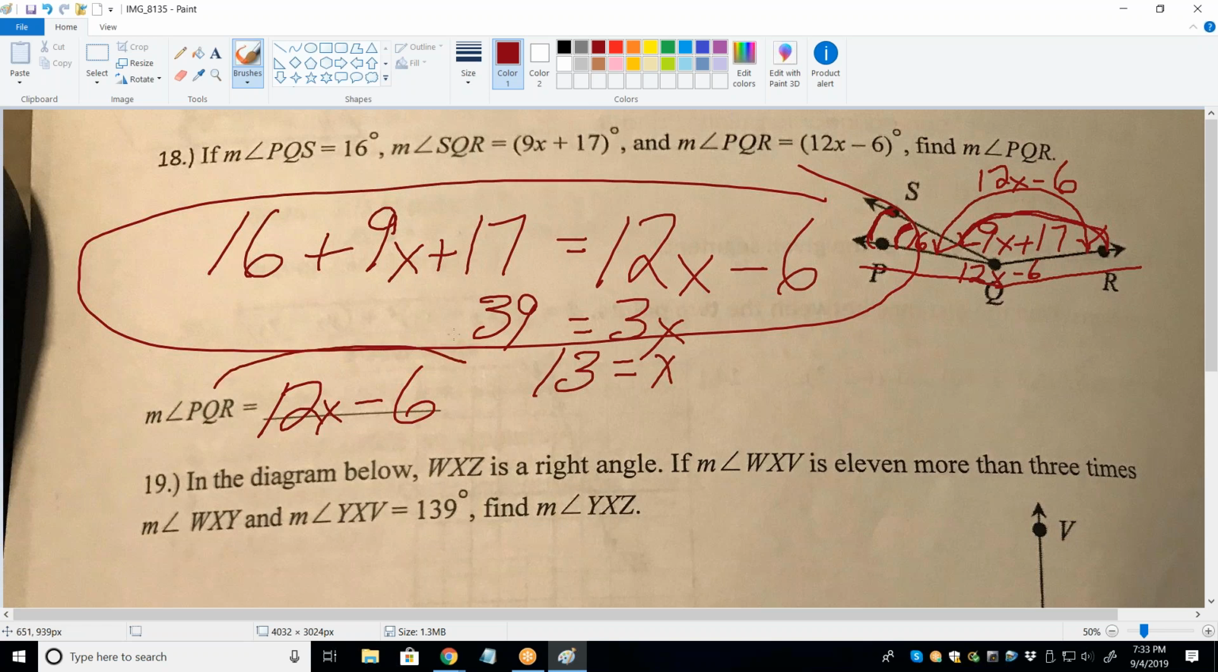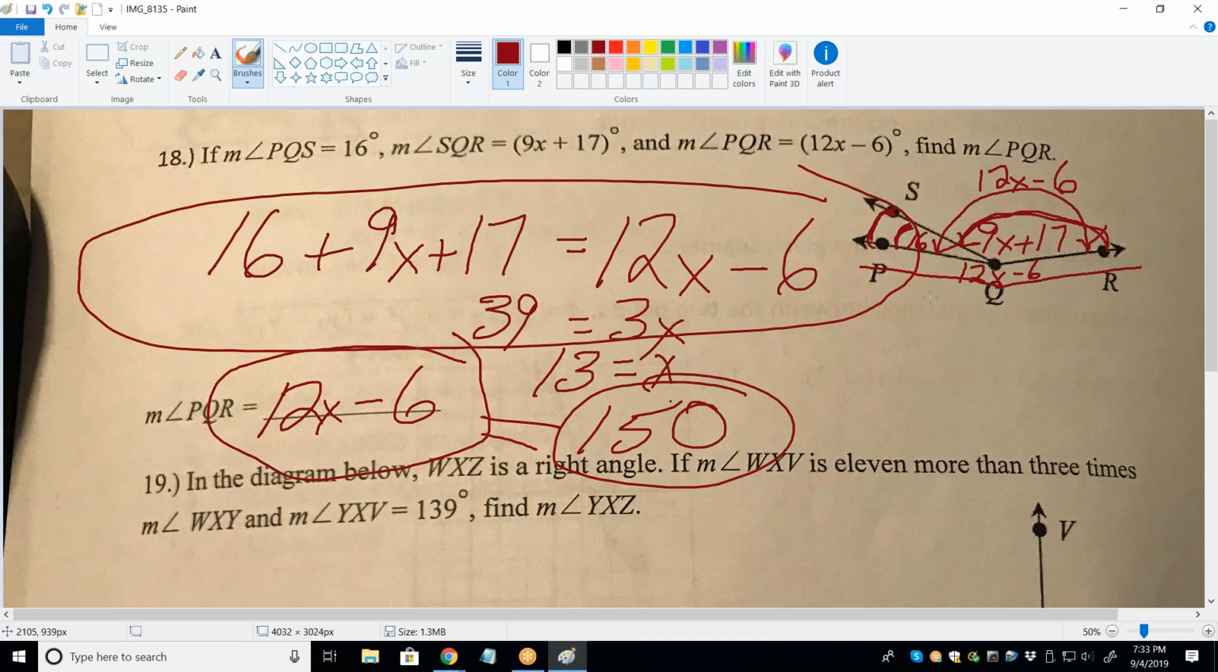So now what does that angle equal to? It would be equal to 12 times 13 minus 6. Do you have a calculator? Yeah, I'm getting it right now. So it would be 150. Okay. That's how you do those.